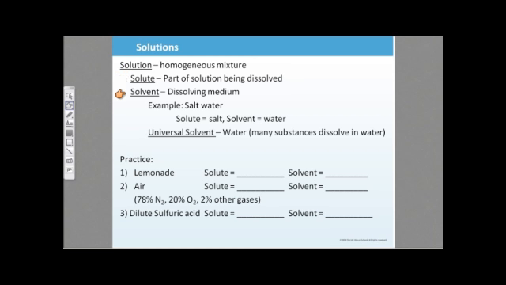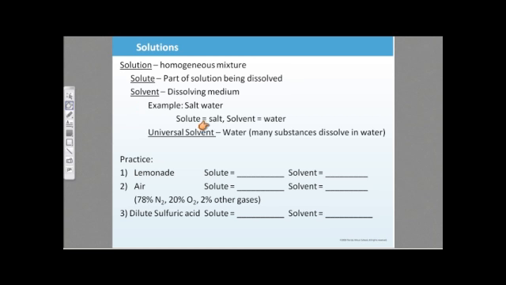We have the solute and the solvent. The basic difference: solute is the part being dissolved, the solvent is the part doing the dissolving, or what we call the dissolving medium. An example here, we have salt water. An easy way to remember the difference between the two: the one that is being added to the other one is going to be the solute. The one that's quote unquote receiving the solute, that would be your solvent.